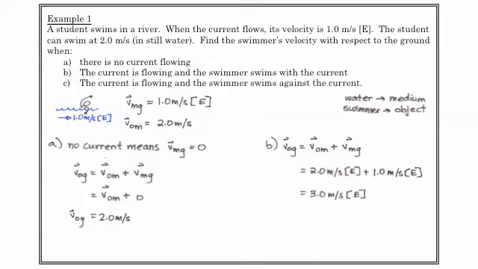And we end up with, of course, 3 meters per second east. The arithmetic in this, the mathematics, is actually very simple. The physics is much more difficult. It's interpreting what the question means.